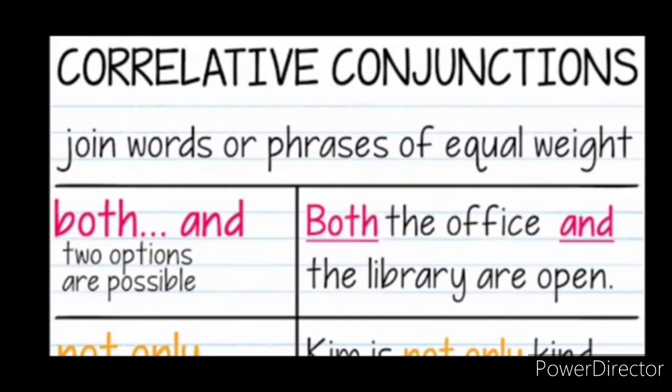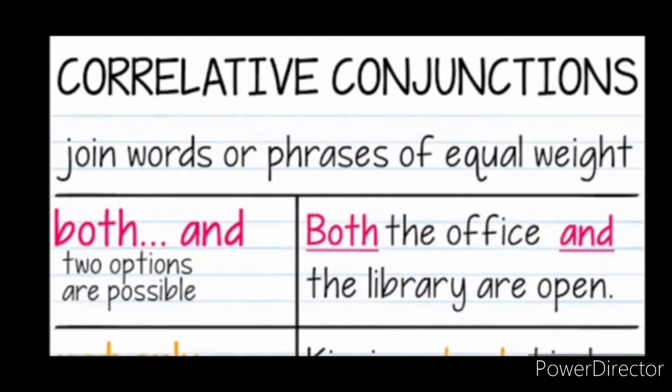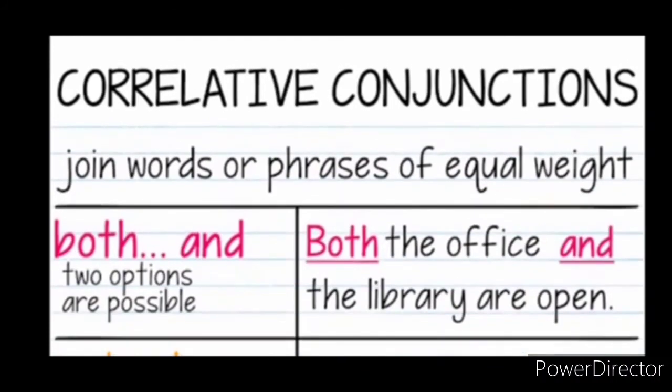Here the meaning is that two options are possible. Both and means two options are possible. Look at the example, you can understand it easily. Both the office and the library are open. So we have used the correlative conjunction both and in a sentence.